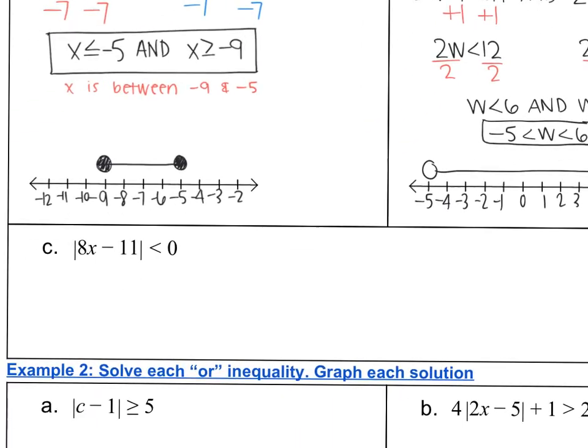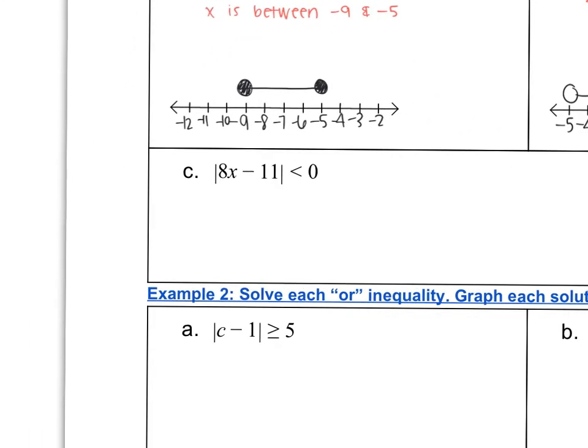You might notice that there's not a graph for the next one because something interesting is going to happen here. So this is saying that the absolute value of 8x minus 11 is less than 0. Think about what less than 0 means on a number line. Less than 0 means that it's negative, right? So when I say less than 0, that's basically saying it's negative. Well, we know something. We learned something back in chapter 1.